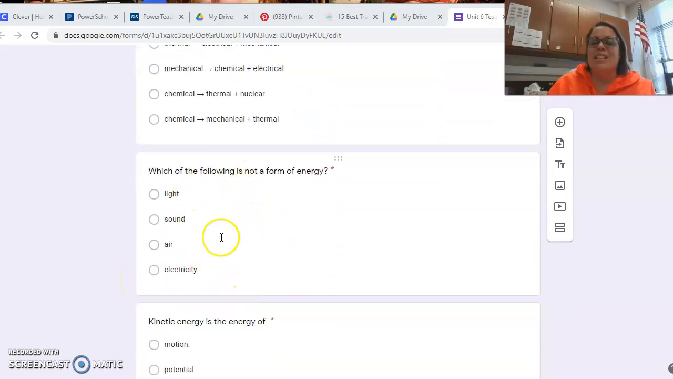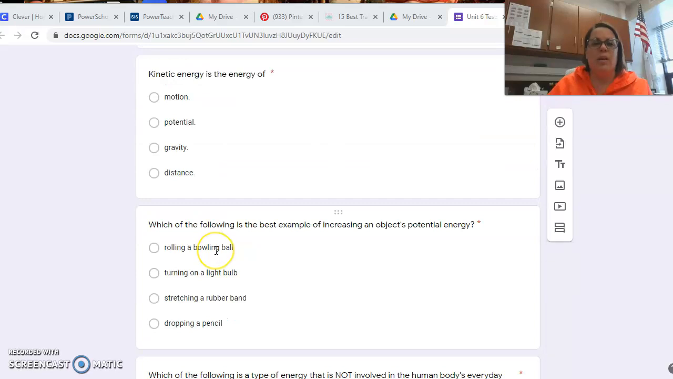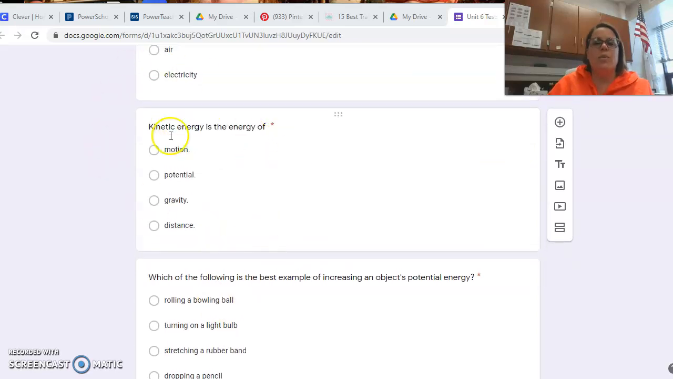Which of the following is not a form of energy? So light, sound, air, electricity. Not a form of energy. Like we have about 4 more. Here we go. Next one right here. Kinetic energy is the energy of motion, potential, gravity, distance.